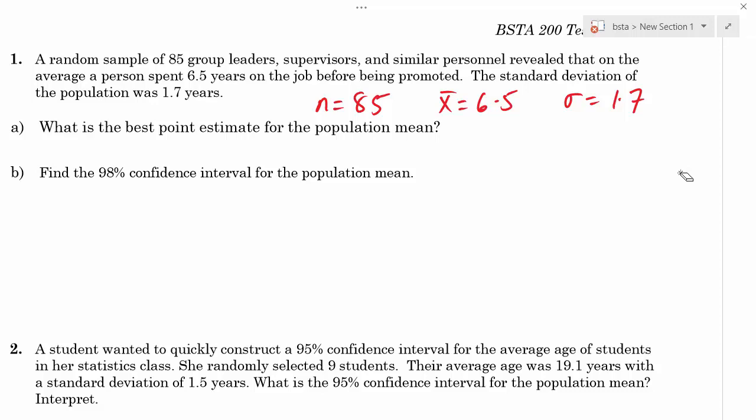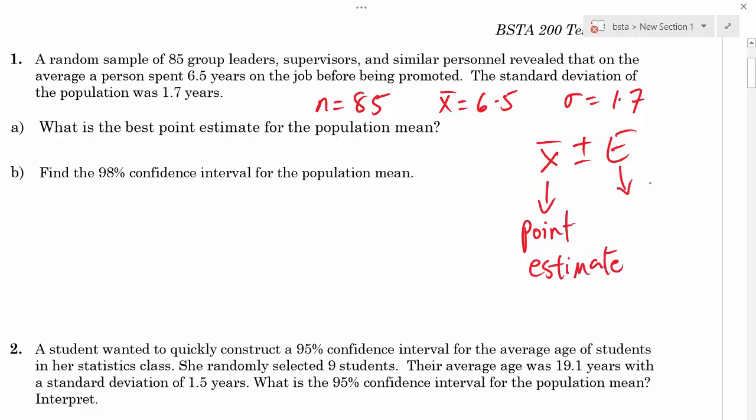When you want to find the confidence interval, which is a range of values, you first find the point estimate and you add and subtract the margin of error from it. So in this formula here, x bar plus or minus E, this x bar here is your point estimate. And E is called what? E is called the margin of error. So point estimate plus or minus the margin of error, that's how we obtain the confidence interval.